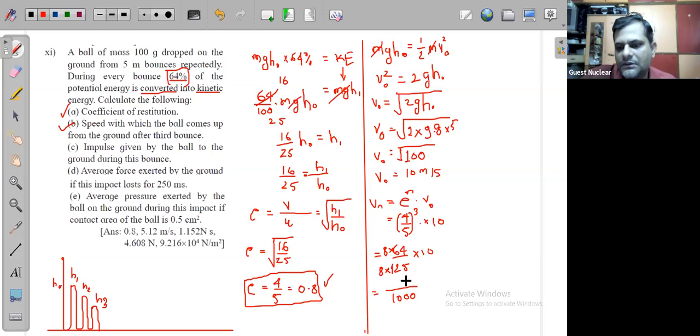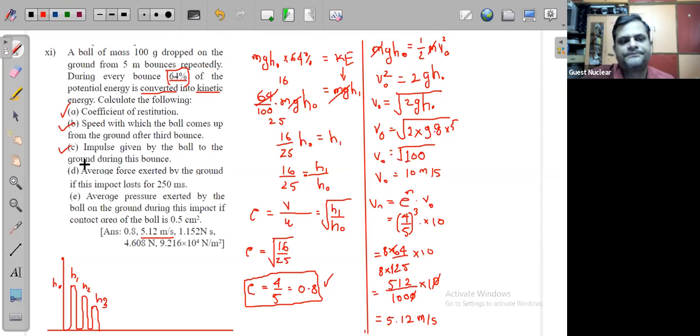8 4s are 32, 3 is carry, 8 6s are 48 plus 3 is 51, and multiplied by 10, so 10 just cancelled, and what remains, 512 upon 100, can actually be written as 5.12, and that is actually going to be the velocity in meter per second after the third bounce, which is the answer of the second question, we can say. Let us try to do this third one here.